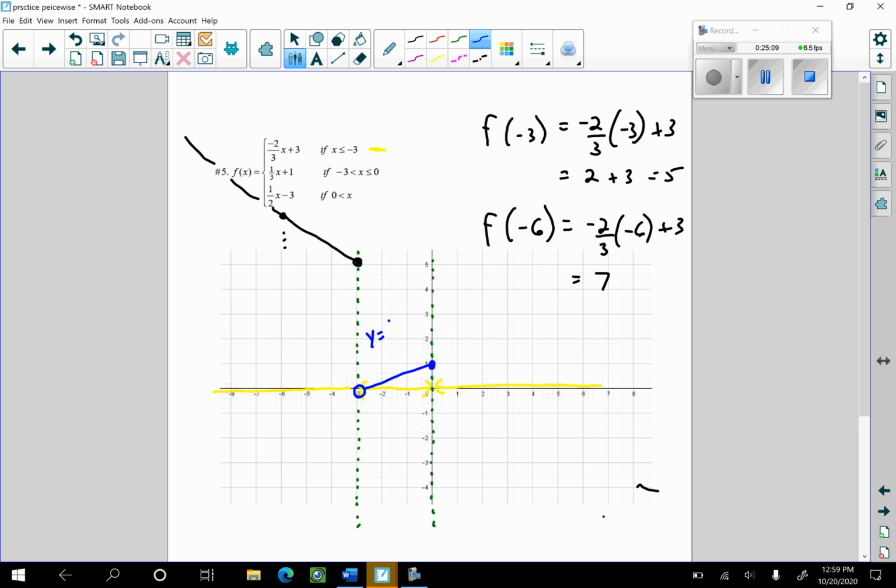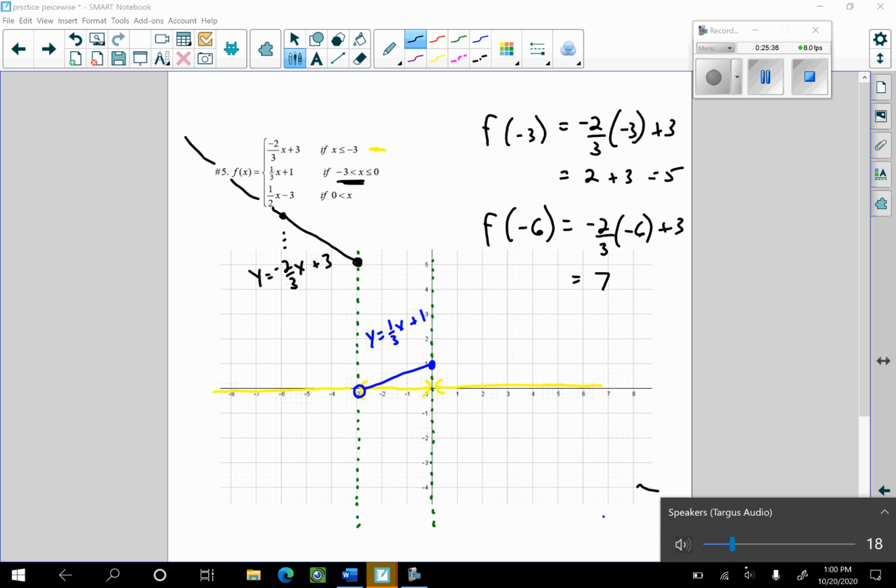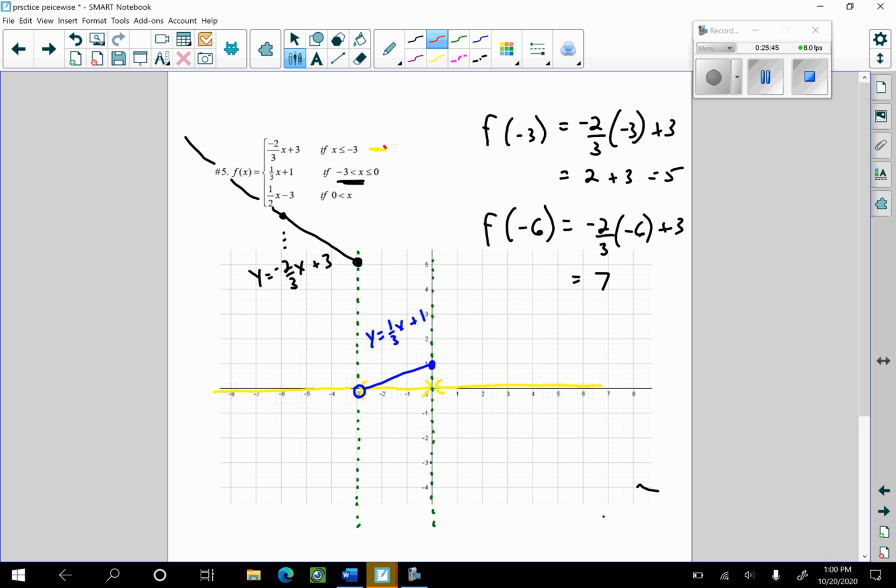This is y equals 1/3 x plus 1. This piece here is y is equal to negative 2/3 x plus 3. And there is an open circle here because notice that x is greater than negative 3 and not greater than or equal to negative 3. That's why there's an open circle. And here's another hint. If it's a piecewise function, there cannot be an open circle above an open circle because of the vertical line test for functions. Okay, so I have the top piece graphed. I have the middle piece graphed. All I have left to do is the bottom piece.